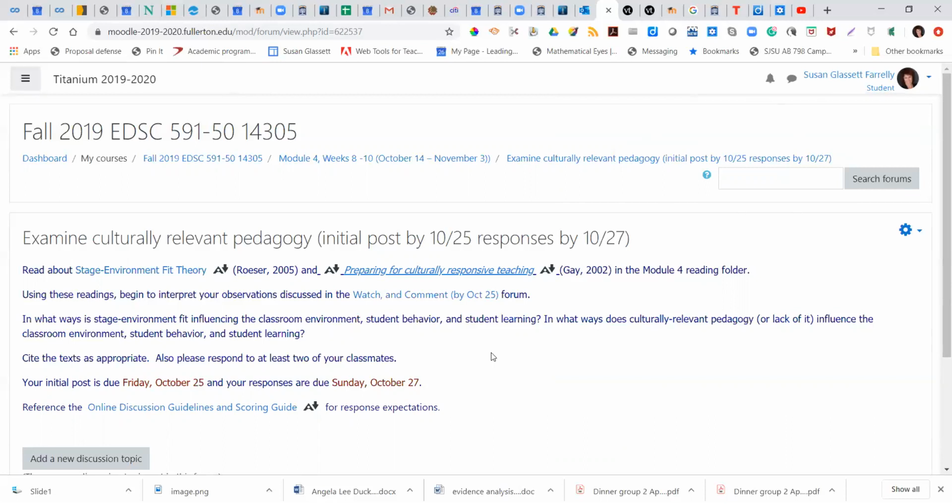This is where I'd like to see you use citations from either of the two articles or other things we've read as appropriate. And then also those initial responses are due by Friday. And then I'd like you to respond to two students, two of your peers, by Sunday.